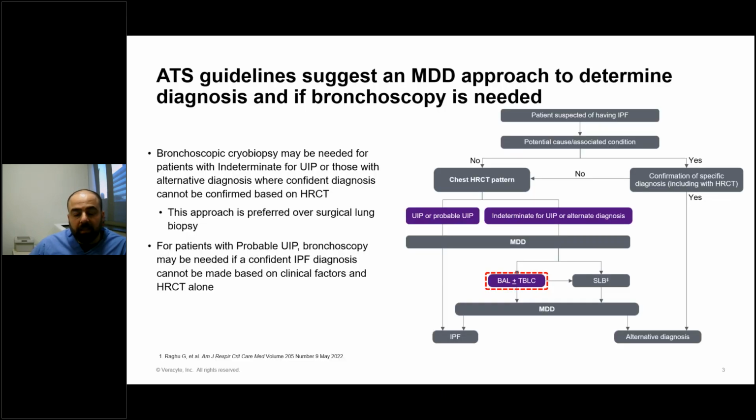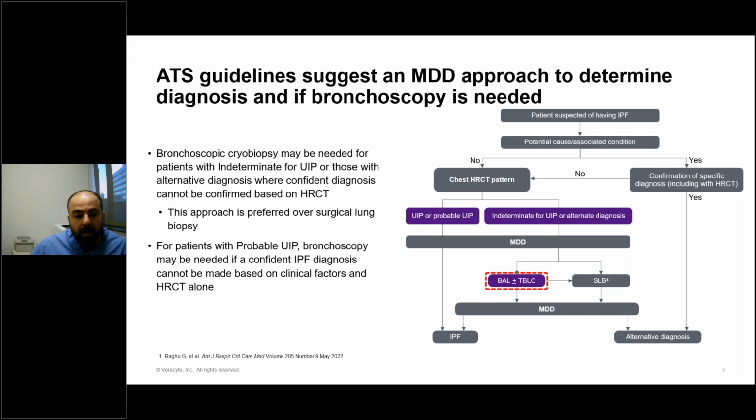So the recent ATS guidelines, as you know, suggest that an MDD approach is important to determine diagnosis. And if a bronchoscopy is needed, then a cryobiopsy should be given to such patients. So contrary to the previous guidelines, now bronchoscopic cryobiopsy might be needed for patients with indeterminate UIP pattern or those with alternative diagnosis, where a confident diagnosis cannot be determined based only on clinical factors as well as HRCT. And that approach is preferred over surgical lung biopsy for obvious reasons, as surgical lung biopsy is associated with increased morbidity and worse outcomes in some patients.